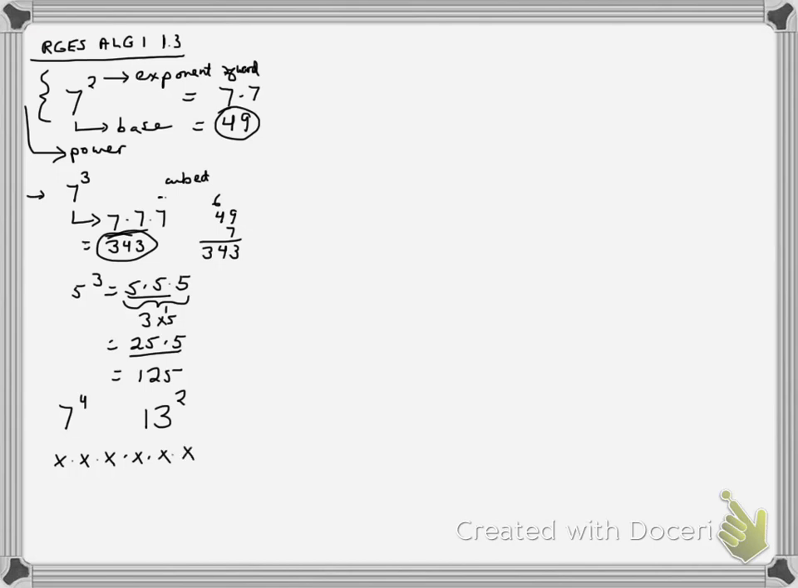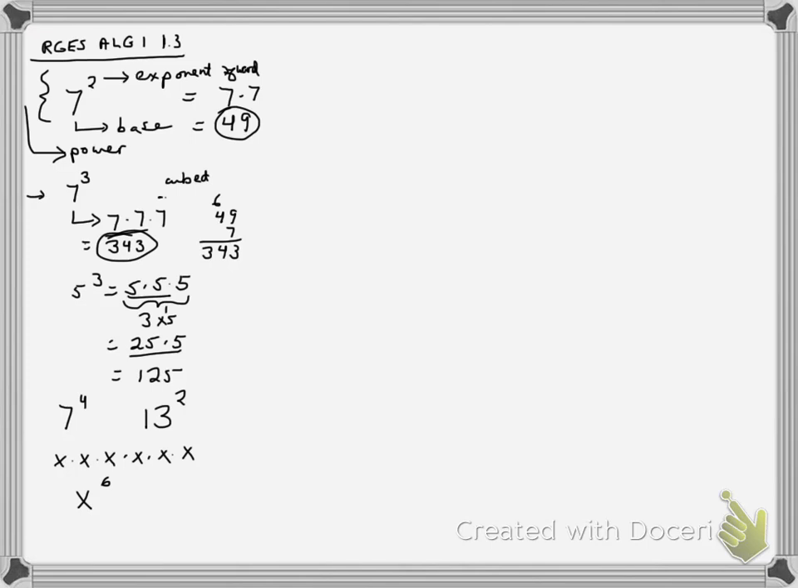Well, what is my base? My base is the x. What is being multiplied together? My exponent is how many times it's being multiplied: 1, 2, 3, 4, 5, 6 times. So that's how I would simplify that.